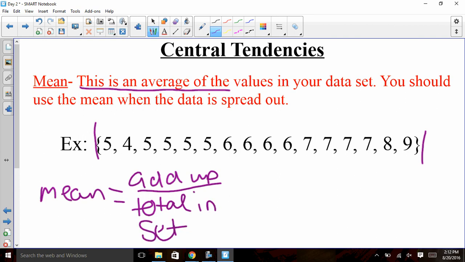I'm going to pause real quick and let you grab your calculators, get them turned on. Make sure you're ready to go, because I want you to calculate these values with me as I'm going along. All right, now that we've got our calculators and we're ready to go, let's start calculating our mean. Like I said, we're going to start by adding up all the data points in our set. So we're going to do 5 plus 4 plus 5, 5, 5, 5 plus 6, 6, 6, 6 plus 7 plus 8 plus 9.